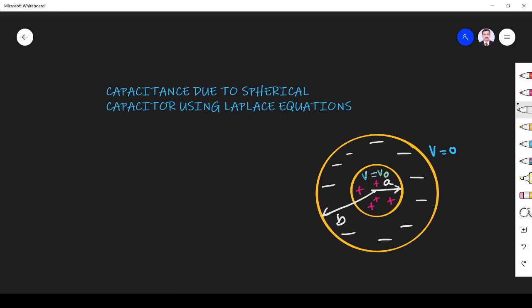Hi students, welcome to the session on capacitance due to spherical capacitor using Laplace equations. Right, so already we derived the same equation using an electric field concept. Now we use Laplace equation.